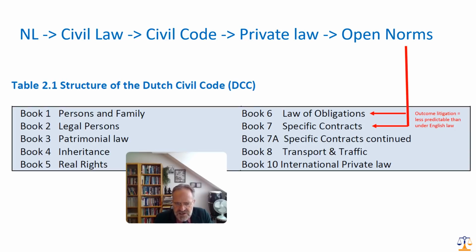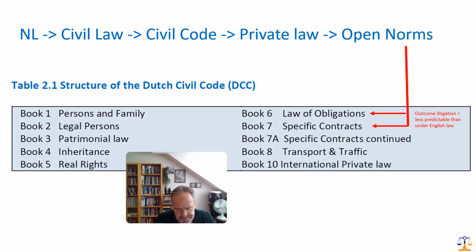But if you look at this list, you don't see the word contract. No, that's true. We don't have a contract law, but we have an area of law, a branch of law, which we call the law of obligations. Obligations from contracts and obligations which come from the law. And now we come to a point in which civil law differs from common law. And that point is the so-called open norms.